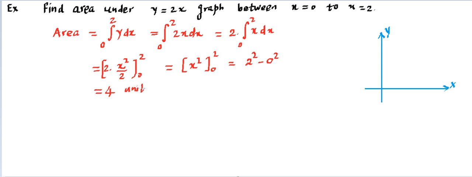Whatever units you are using, in those units it's going to be 4. So 4 becomes our answer. So we have found out the area under this graph between these 2 limits. Now let's try to draw the figure or graph of this function, because we know what the graph of this linear equation is going to be.